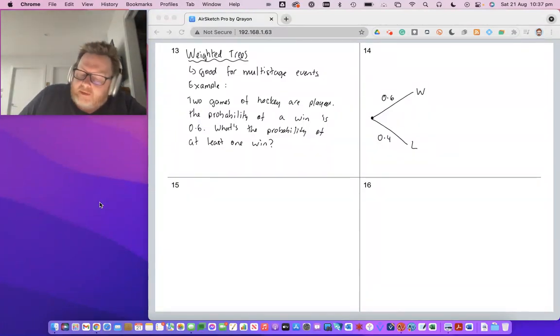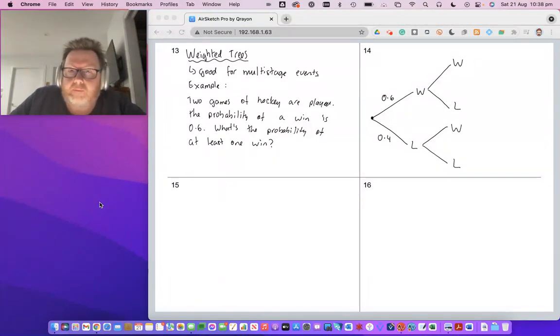That's the first game. The second game would be another branch coming from here, and another branch coming from here, another branch coming from here, and another branch coming from here. And again, for the second game, it's either a win or a loss. So what this means is that they may win, and then in the second game, they could win or lose. Down this branch is they may lose, but then in the second game, they can win or lose again. So you do need both sets of branches like so. And I'll put the probabilities in like I did before. 0.6 for a win, 0.4 for a loss, 0.6 for a win, 0.4 for a loss.